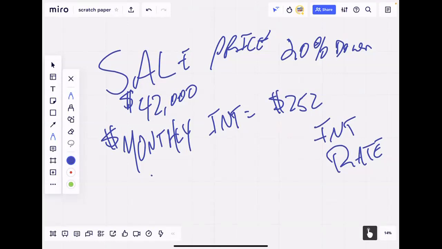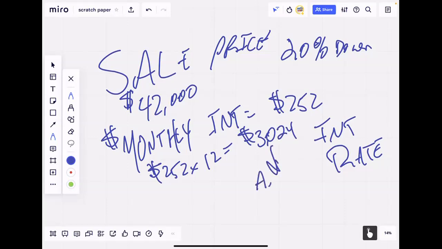To find the annual, you're going to take 252 times 12. So what is that number? 3,024. And what is that? That's the annual interest. Perfect. And always do that. The more you say it to yourself, what you're getting, the clearer your next steps should be. So what's the next thing?